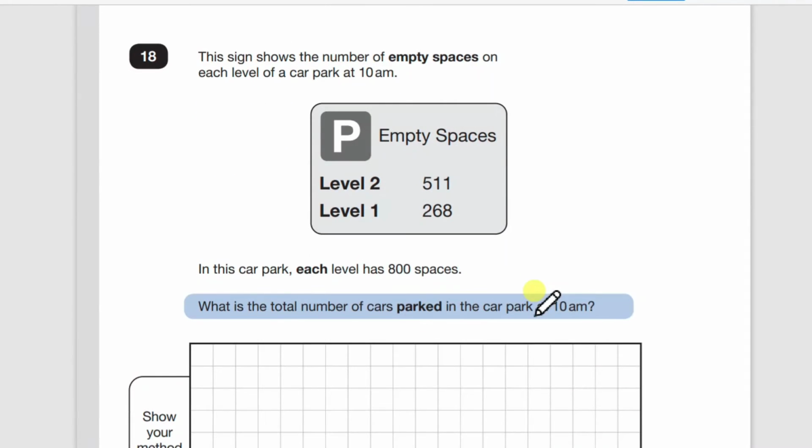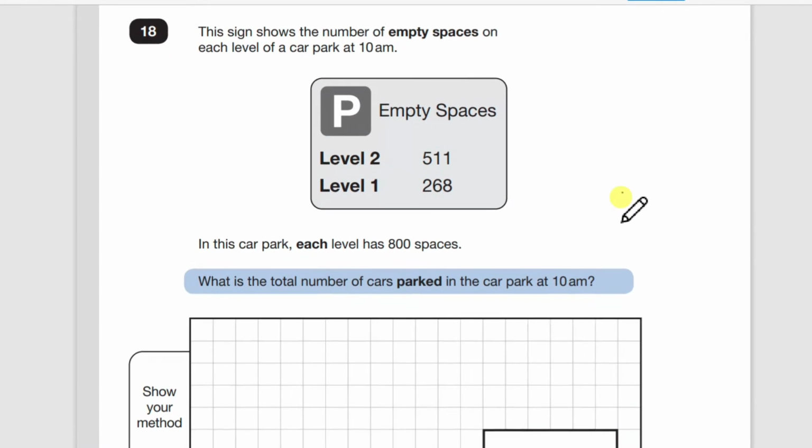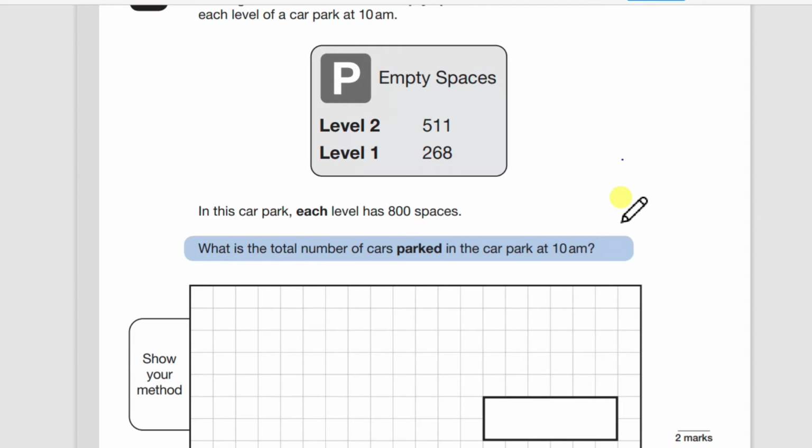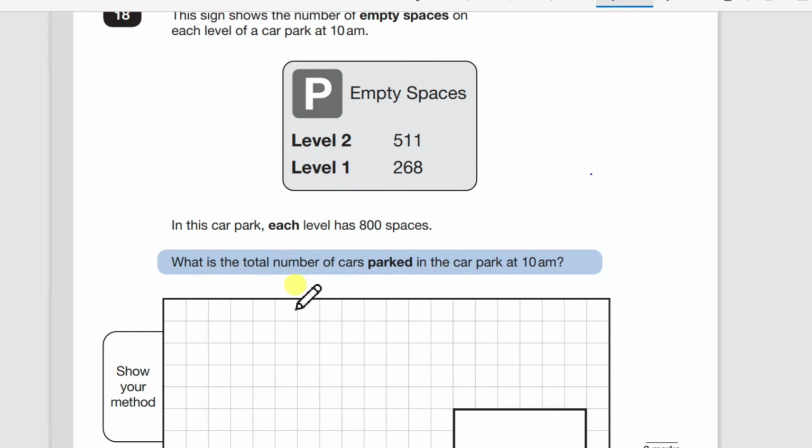Okay, 18. This sign shows the number of empty spaces on each level of a car park at 10 a.m. So at 10 a.m. there were 511 spaces free on level 2 and 260 on level 1. In this car park, each level has 800 spaces. What is the total number of cars parked in the car park at 10 a.m.?